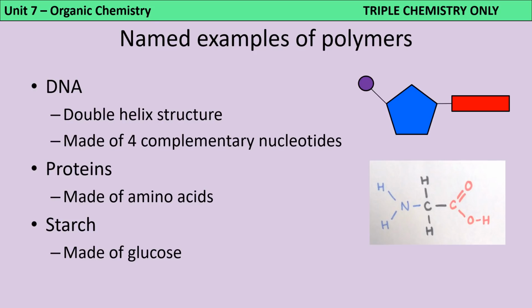Secondly, you should know that proteins are made up of amino acids, like this molecule here, which is glycine. And finally, you should know that starch is a polymer made from glucose.